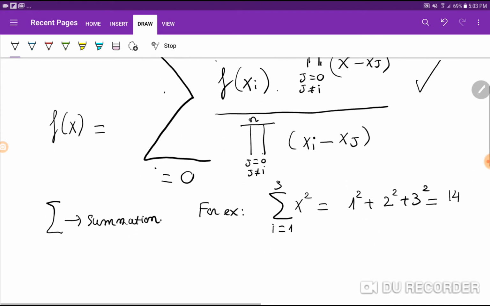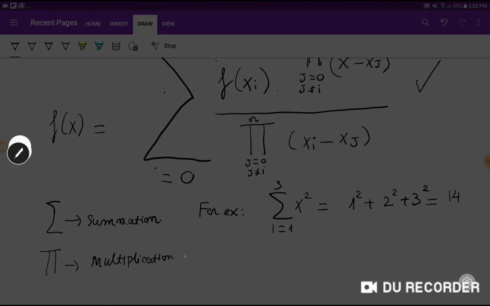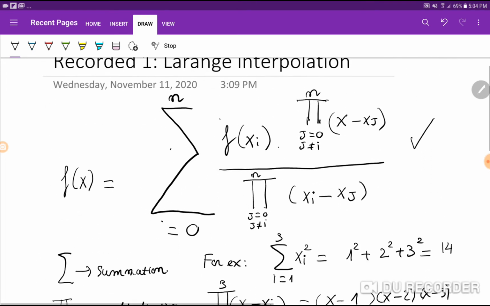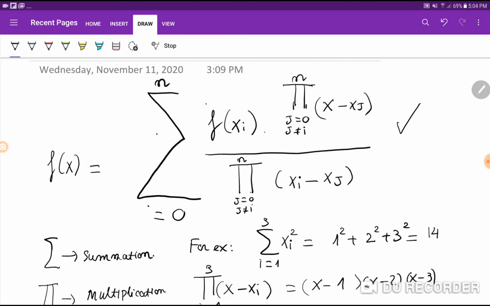Okay, and this one stands for multiplication. So for example, if you have the multiplication of i equals 1 to 3 of x minus xi. Oh, my apologies, I have to have an i right here. It would be x minus 1 times x minus 2 times x minus 3. So basically this is our formula, keep it in mind.